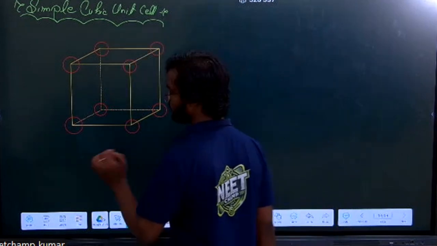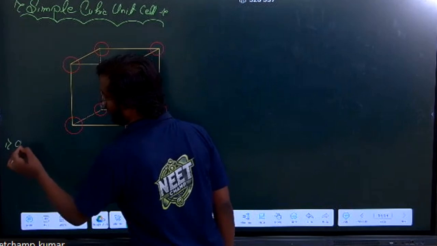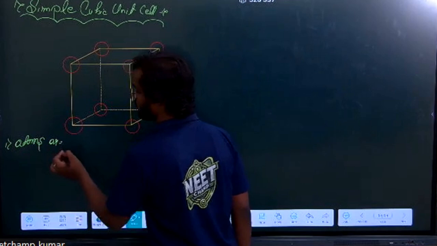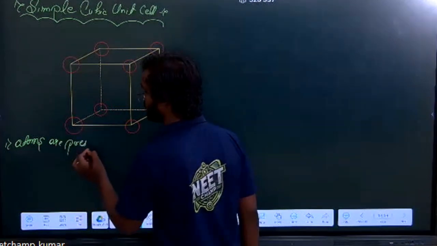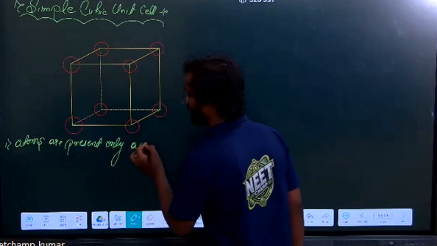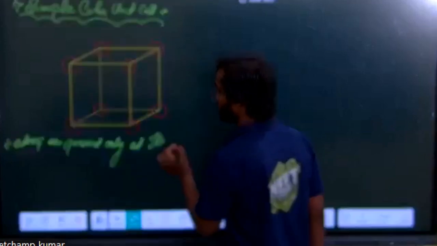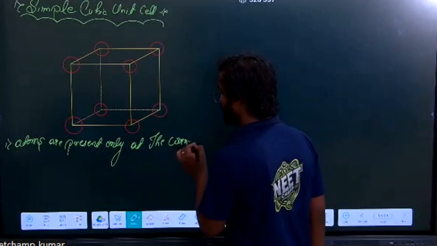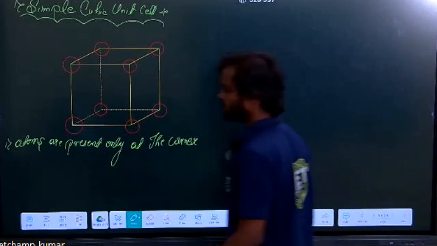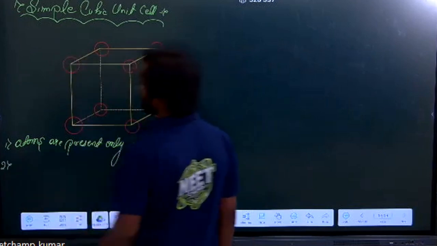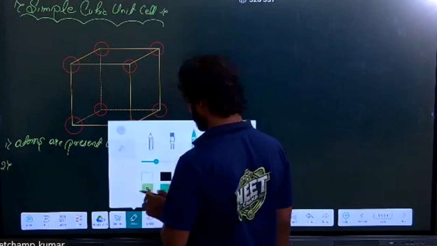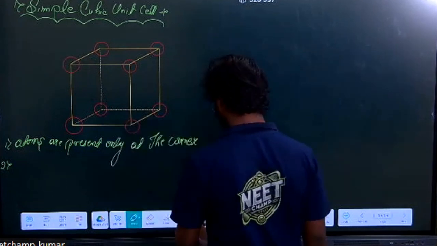So first important point: atoms are present only at the corners. Atoms are present only at the corners. First point. Second point: this atom is going to touch this atom, this atom, this atom.